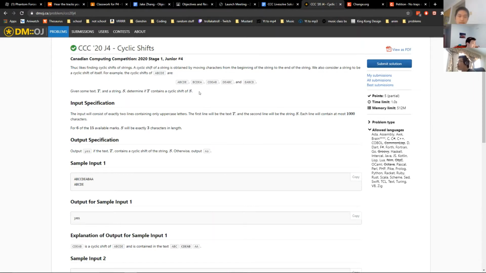So I did this question using brute force and it accepted it. I don't think there's any huge test cases. The input will consist of exactly 2 lines containing only uppercase letters. The first line will be the text T, and the second line will be the string S. Each line will contain at most 1,000 characters. For 6 of the 15 available marks, a subtask, S will be exactly 3 characters in length. And the output specification: output yes if the text T contains a cyclic shift of the string S, otherwise output no.